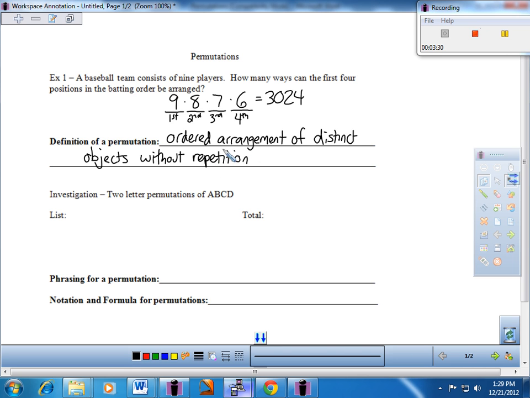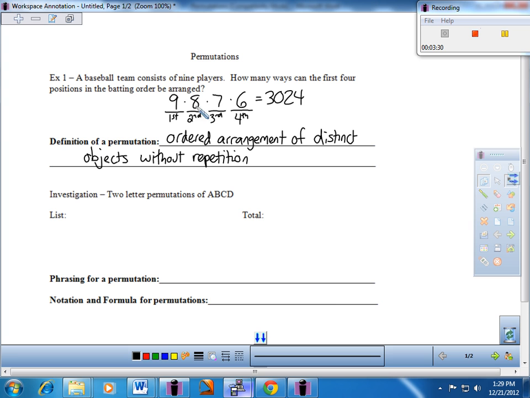As soon as you see in a particular counting problem that repetition is allowed, then it's not a candidate for using permutations, just FYI on that. So ordered arrangement, and that's exactly what we have here. We're ordering 4 players out of the 9. All those players are different from one another, and I can't repeat the player. Whoever bats first cannot also bat second. Perfect. So what I figured we would do is use that definition now to get a little investigation going.